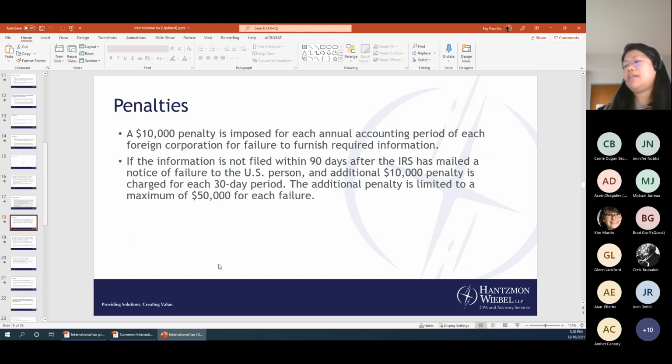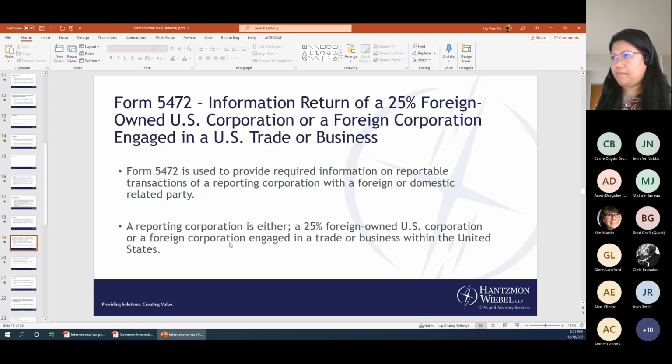Penalties. There is a $10,000 penalty imposed for each annual accounting period of each foreign corporation for failure to furnish required information. And if the information is not filed within 90 days after the IRS mailed the notice of failure, you'll have an additional $10,000 penalty, with a limit of $50,000 for each failure. So pretty high stakes in here.